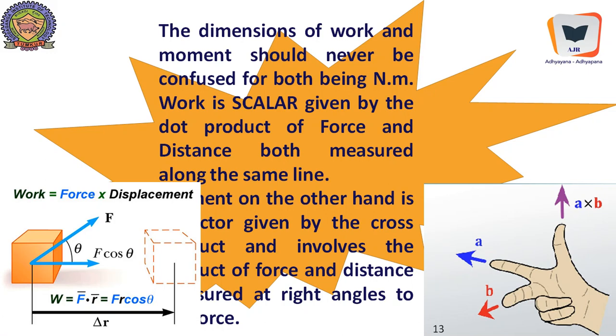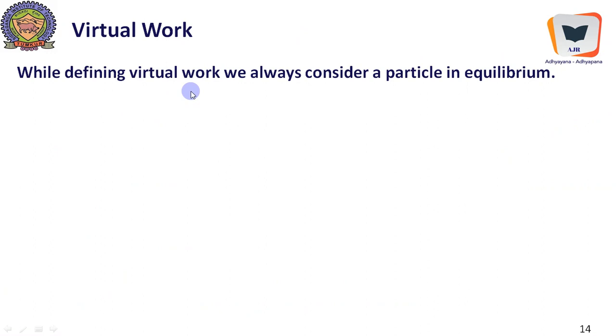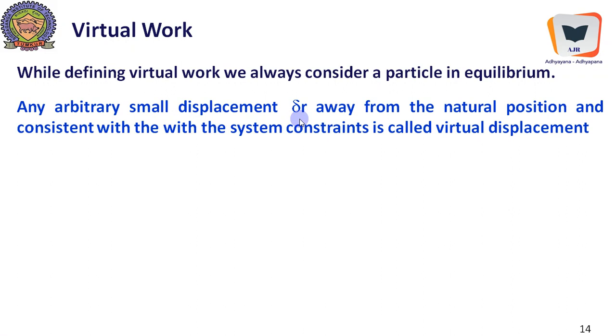Now, we will go on defining what virtual work is. We defined work until now, and we will say what virtual work is. While defining virtual work, we always consider a particle in equilibrium. Therefore, the virtual work method is suited for systems which are in equilibrium for a particular configuration. Any arbitrary small displacement, delta R, away from the natural position, that is the equilibrium position, and consistent with the system constraints, is called virtual displacement.